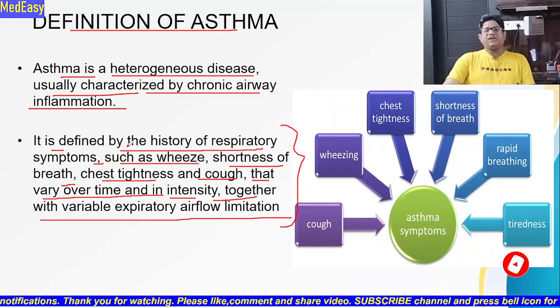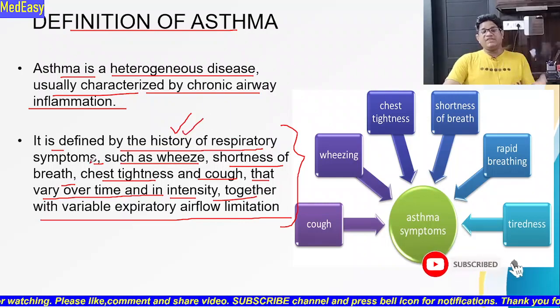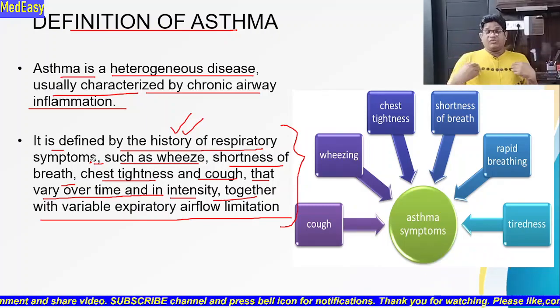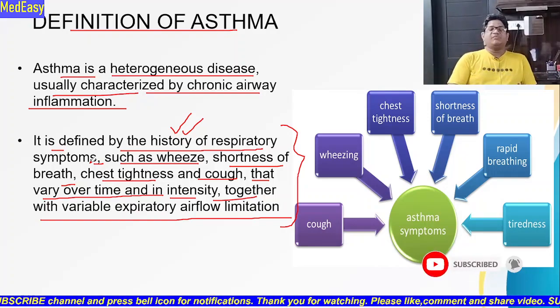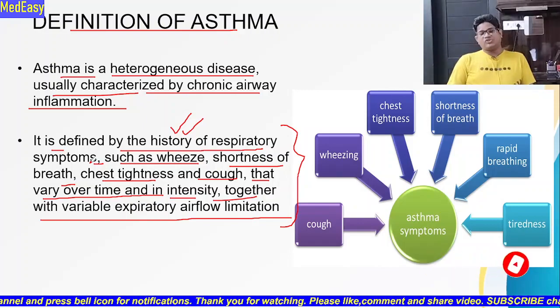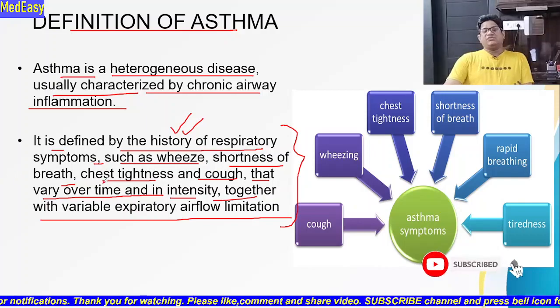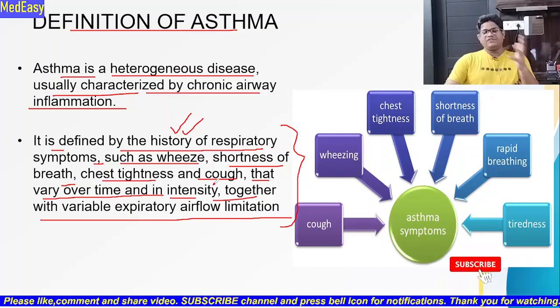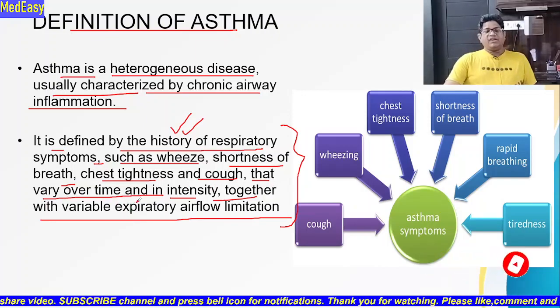So, what does it mean? It is defined by the history of respiratory symptoms. There will be a definite history of respiratory symptoms like wheezing. When they cough, they say that while coughing and breathing they often hear whistling sounds. This is how the patients present and describe their symptoms. And there is shortness of breath. Shortness of breath is obvious in asthma because of the airway narrowing and airway edema. And chest tightness: the patient feels that the chest is very tight and sometimes feels a lot of heaviness. And cough, mainly a dry cough in asthma, with very minimal expectoration, and that may vary over time in intensity.